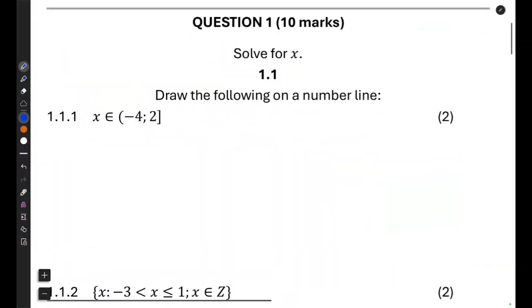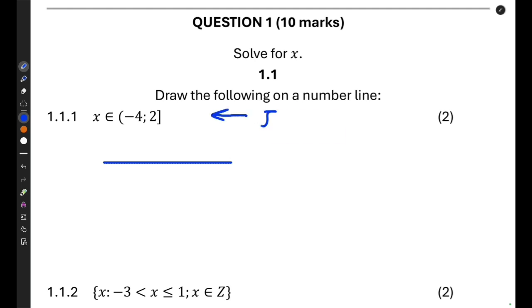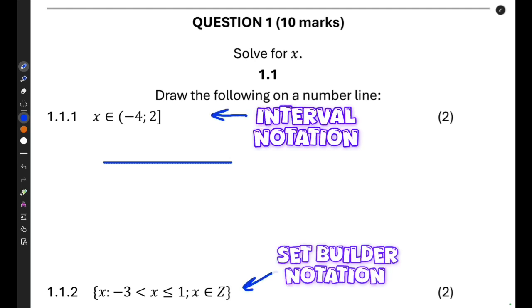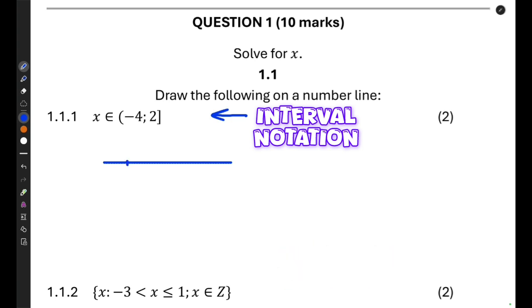Okay. Question 1, solve for x. Draw the following on a number line. Whenever you see it in this notation, this notation is called interval notation, and this one is called set builder. If you see something in interval notation, that means you are only going to draw the two numbers that they give you. So I'm only going to put -4 and then 2. Now I just need to check, is it an open bracket or a closed bracket, which means it's going to be an open circle and a closed dot. Okay, and then you just connect them.